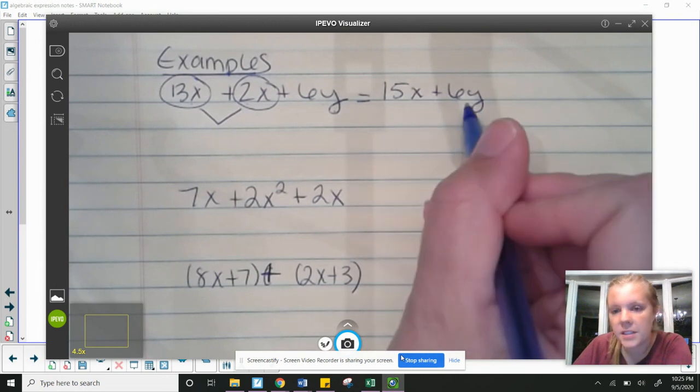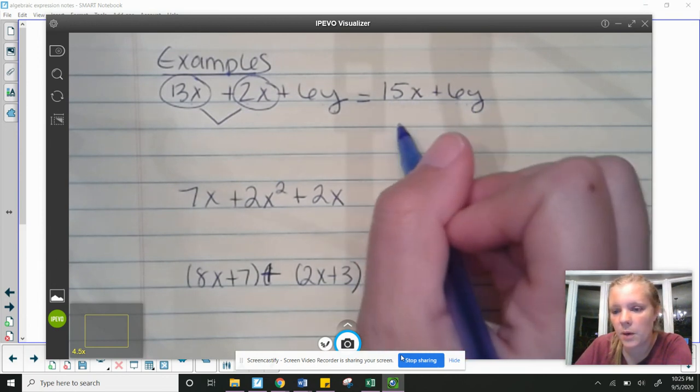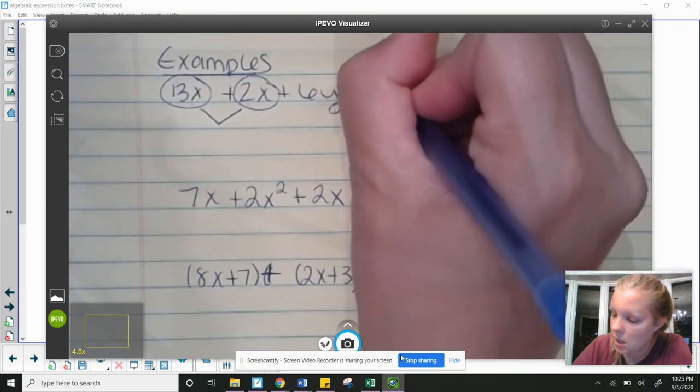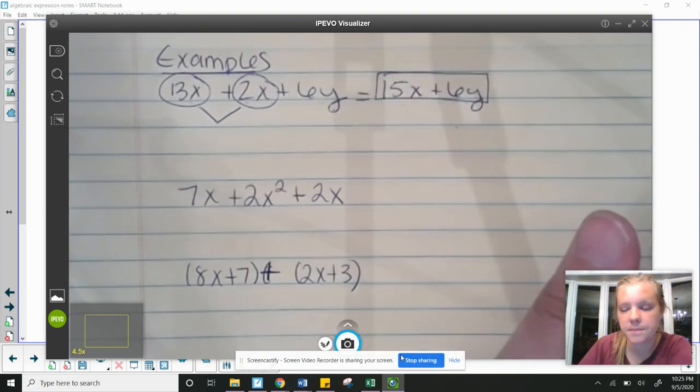I cannot put these together. This does not become 21xy. We cannot put things together that don't have matching terms. So this is my final answer.